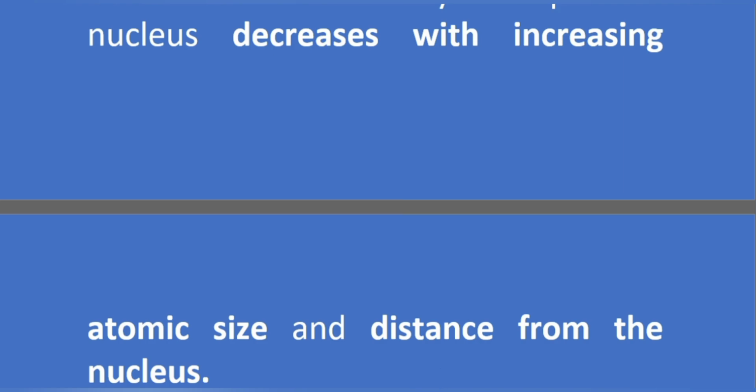That's what makes it have a lower ionization energy as we move downwards.